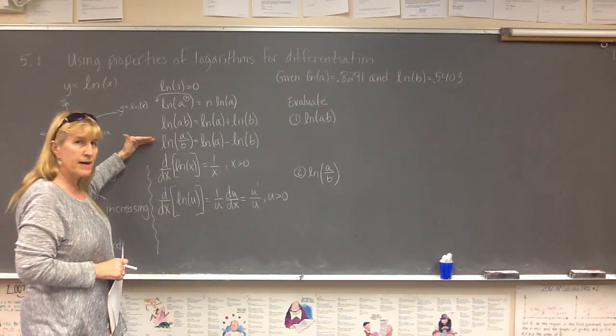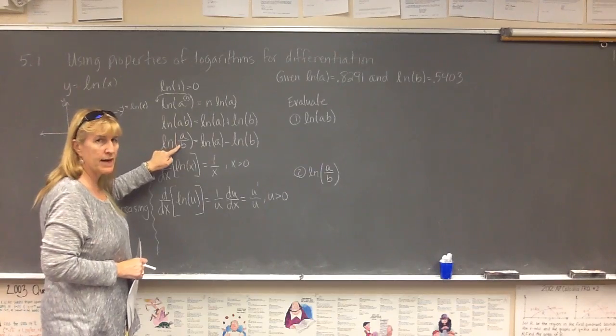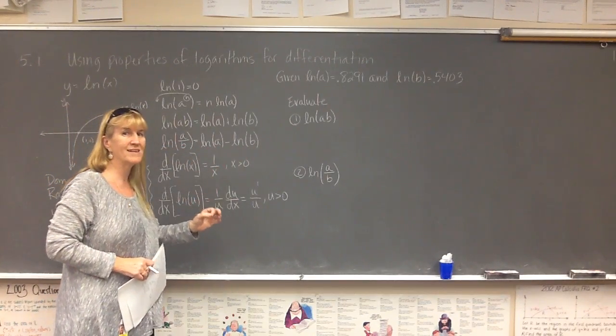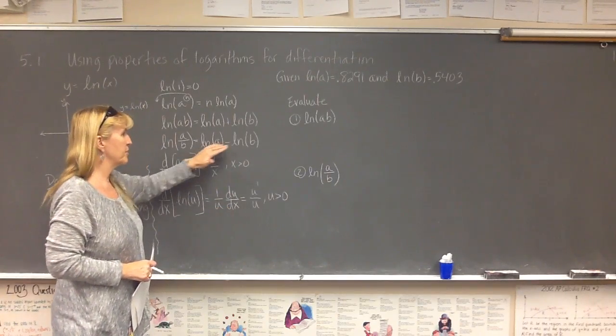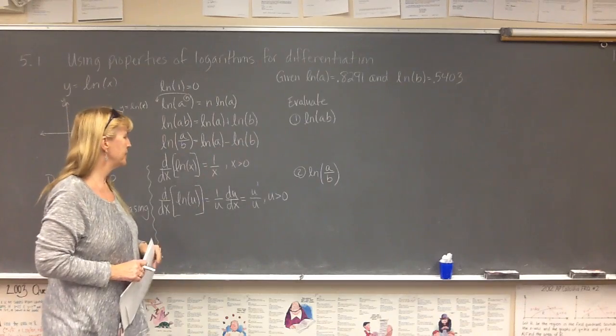Natural log of a divided by b follows the same logic. Your powers are being divided here. When you divide powers, you should be subtracting exponents. We do remember, right, that a logarithm is an exponent. So the exponents are being subtracted here. Natural log of a minus natural log of b.